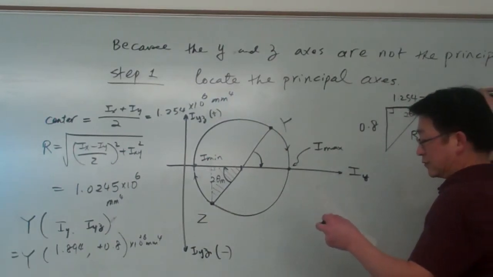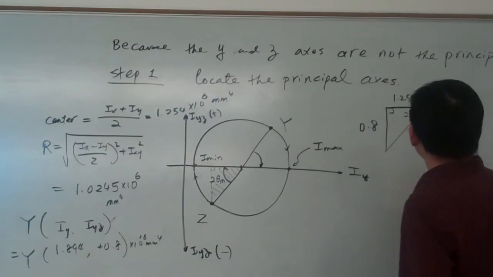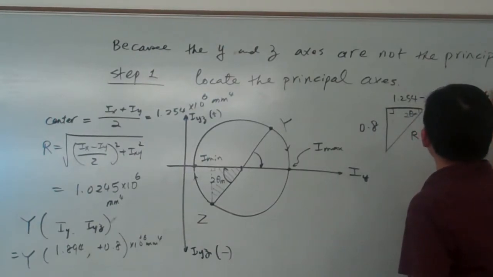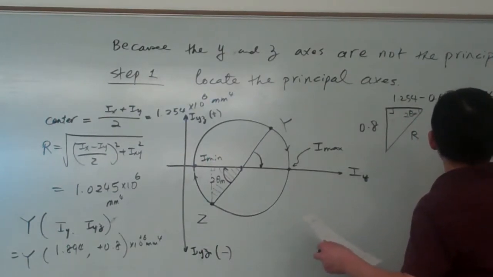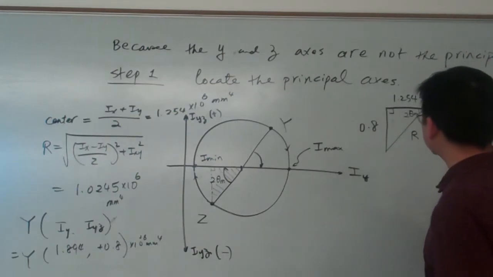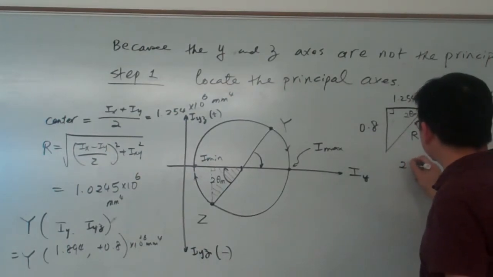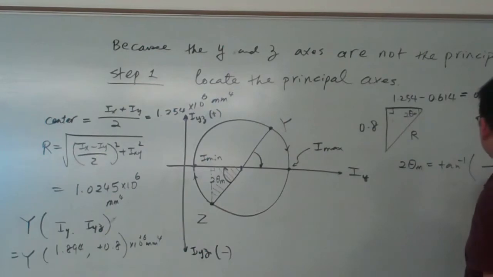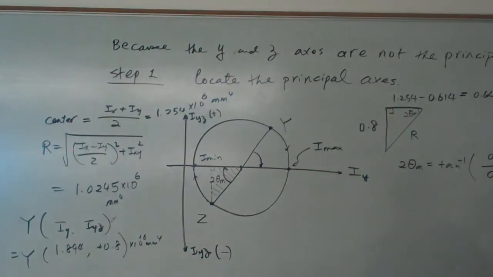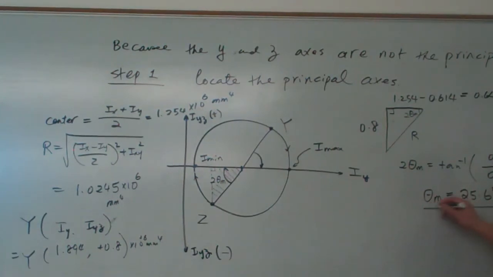So that one, how much? 25.64 times 10 to the 6 millimeter to the 4th power. Here I just dropped the unit. So from here you can see the 2 theta m will be equal to arctangent of 0.64 over 0.8. Therefore we can calculate theta m to be about 25.6 degrees. And we are rotating clockwise.